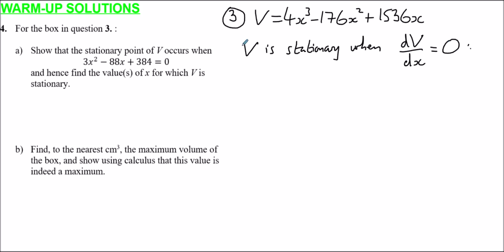So if we do this, dv by dx, bring the power to the front and knock one off the power. That's the simple way of differentiating a polynomial. So 3 times 4 gives us 12. 1 less than 3 is 2, so we get 12x squared. This one here, bring the 2 to the front. That will give us minus 352.